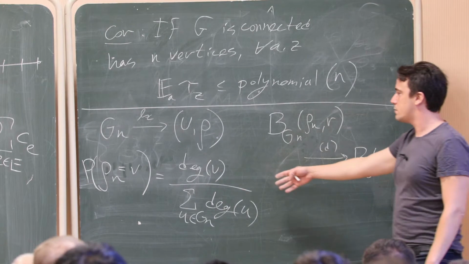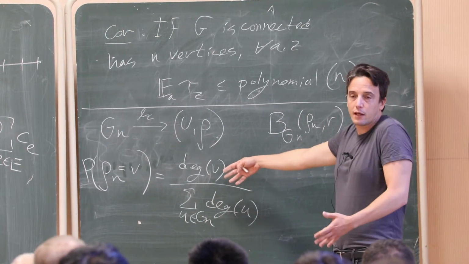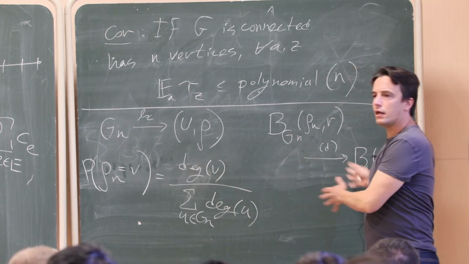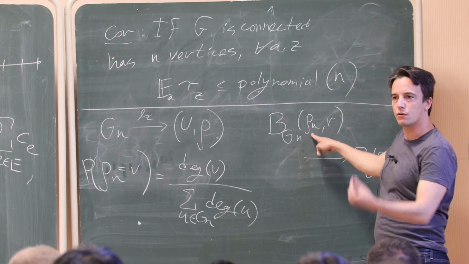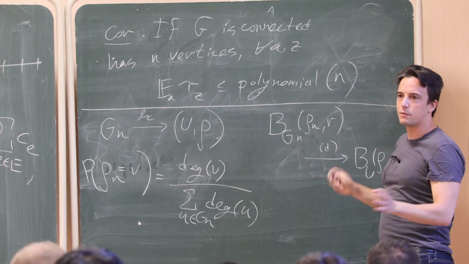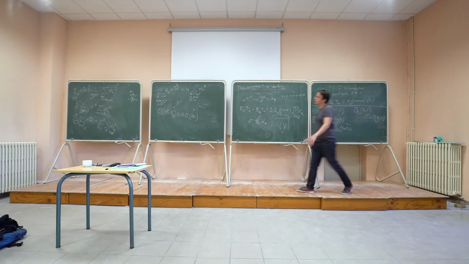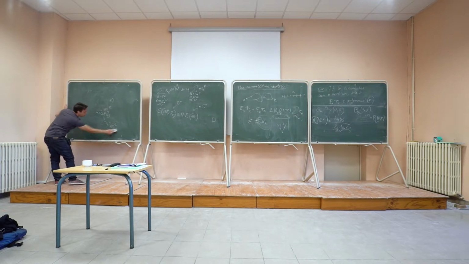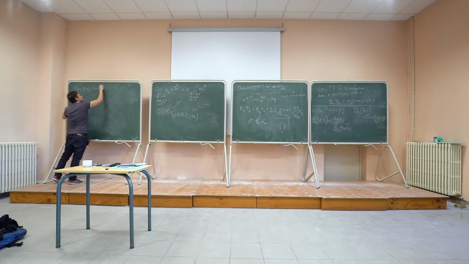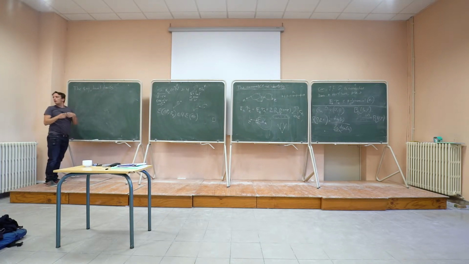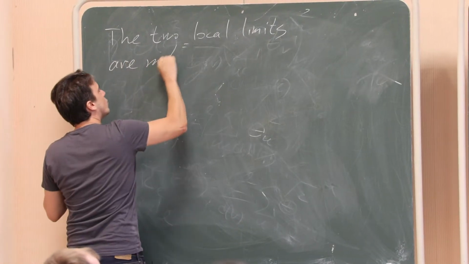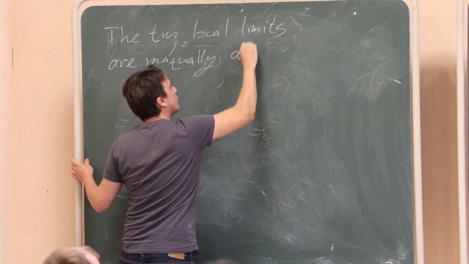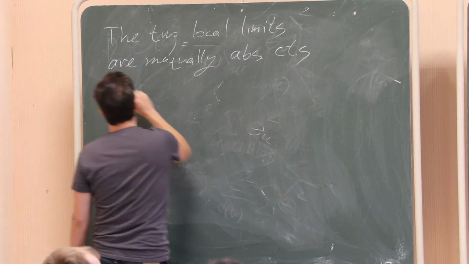But the truth is that you can convince yourself that because you have a first and second moment on the degrees, I may get a different limit here, right? If I choose the root to be uniform or stationary, the limit may be different. But the statement that I'm not going to prove to you, because it's fairly straightforward and not very interesting, is that the two local limits may differ, but they are mutually absolutely continuous with respect to each other.